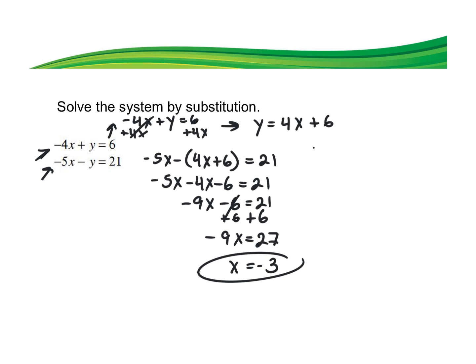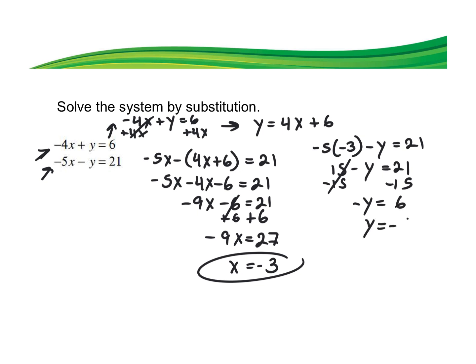I'm going to plug it into the second. So negative 5 times negative 3 minus y equals 21. So 15 minus y equals 21. So I'm going to go ahead and subtract 15 from both sides. And I get negative y is equal to 6. So we get y is equal to negative 6.